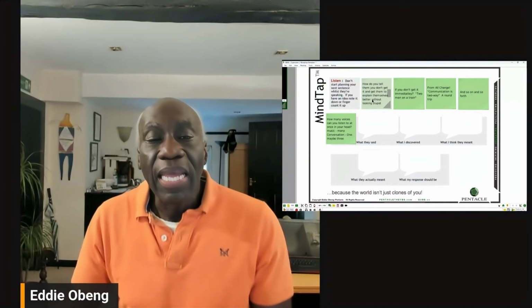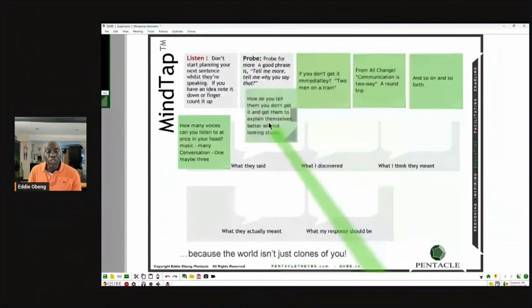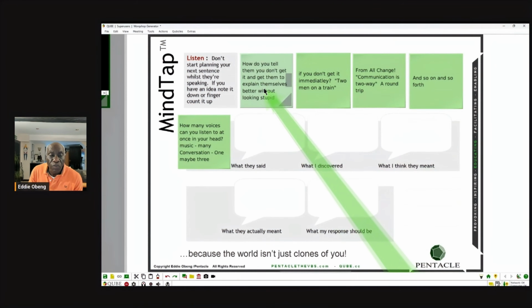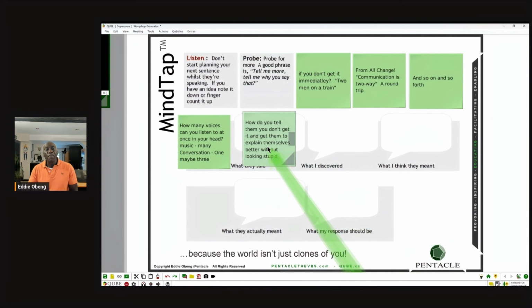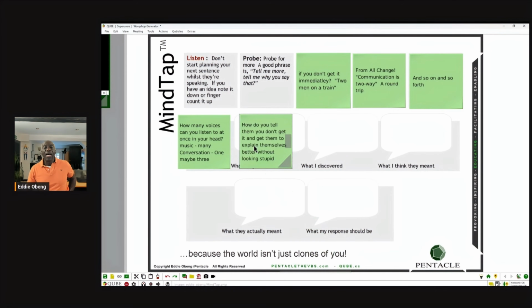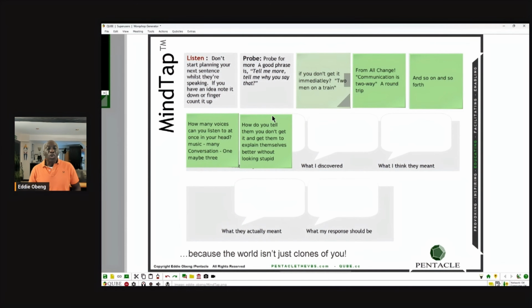The second one is making sure that you don't look foolish whilst you actually get more information. Probe them. If it doesn't make sense, ask them. The most famous and my best favorite sentence is, tell me more, why you say that. Tell me more. Help me understand better. And if you do that, it's quite an easy, safe way of doing it without saying, I'm so stupid, I can't understand you.